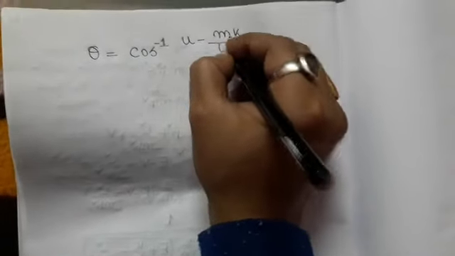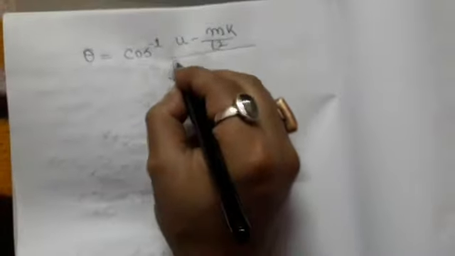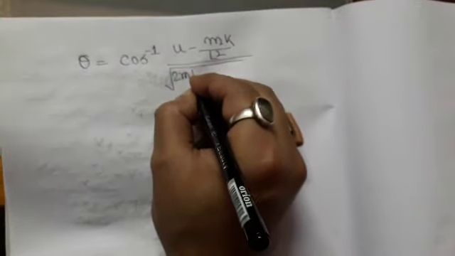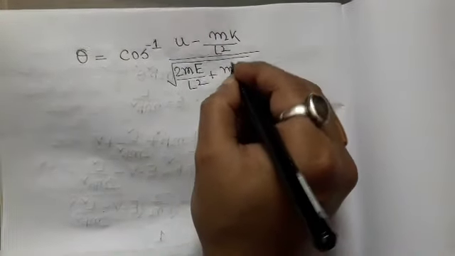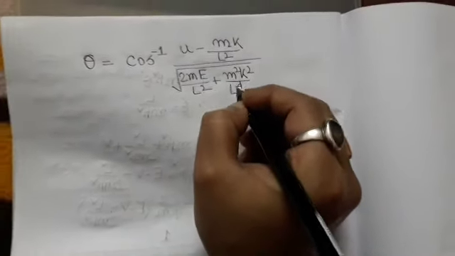Now if we integrate the above expression, then what do we get? We will get theta equals, we all know that the integration of dx by root over a squared minus x squared means sine inverse x by a, and since there is a minus sign, it will become cos inverse x by a. What is x? My x will be u minus mk by L squared. And what is a? A is the square root of 2mE by L squared plus m squared k squared by L to the power 4.